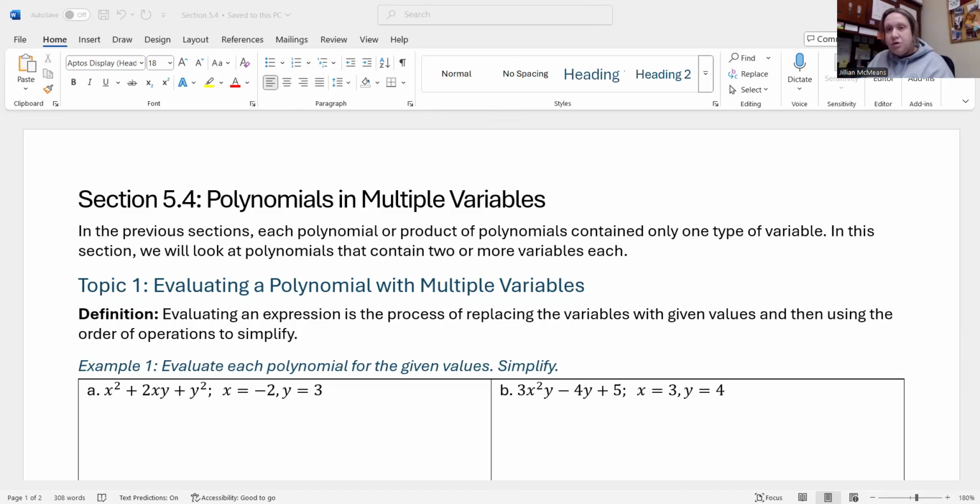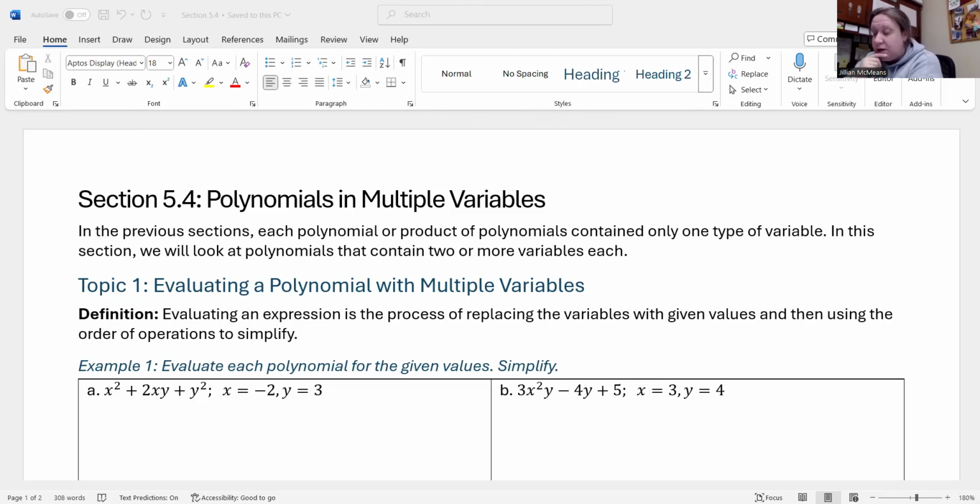So again, the heart and soul of this is going to be the same. We just have to learn how to address the multiple variables, okay? So first thing I want to look at for this video is topic one, which is evaluating a polynomial with multiple variables. Now, we've dealt with evaluating several times before. So let's remind ourselves what that is.